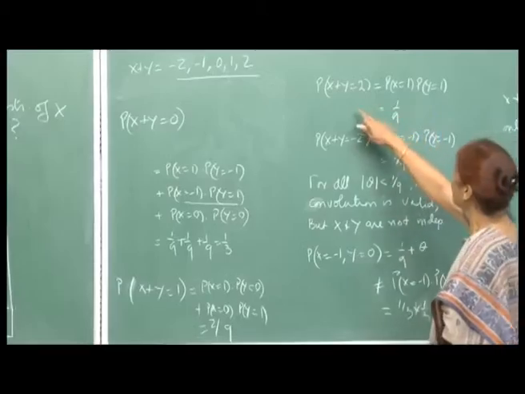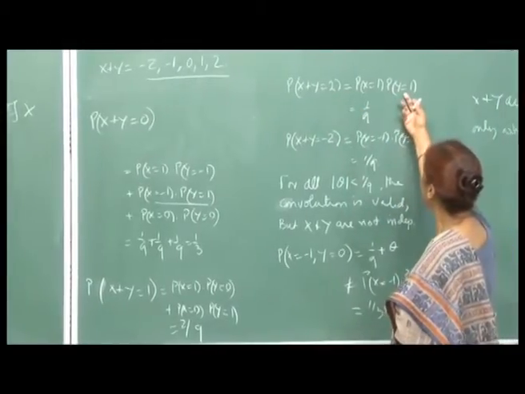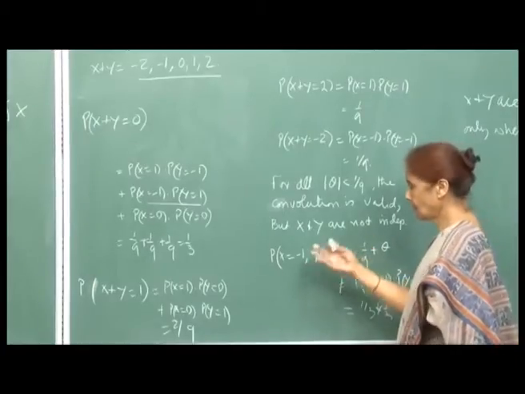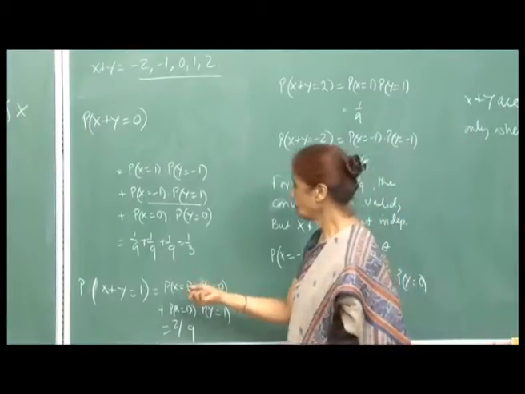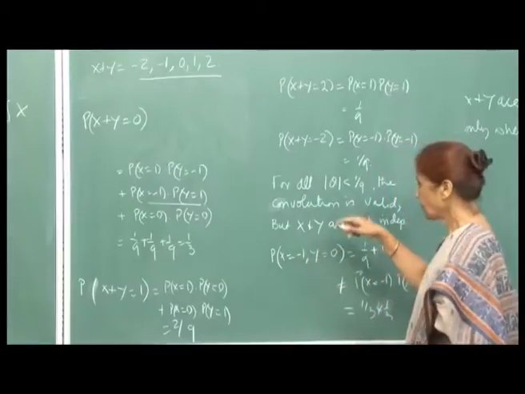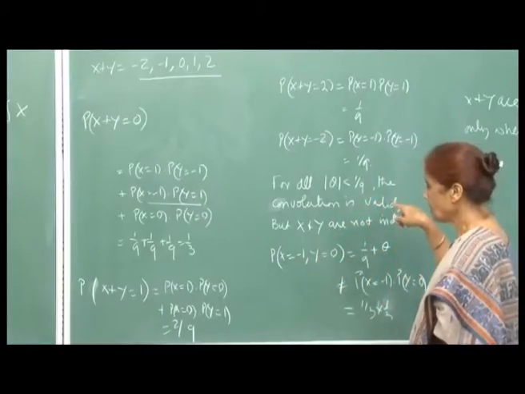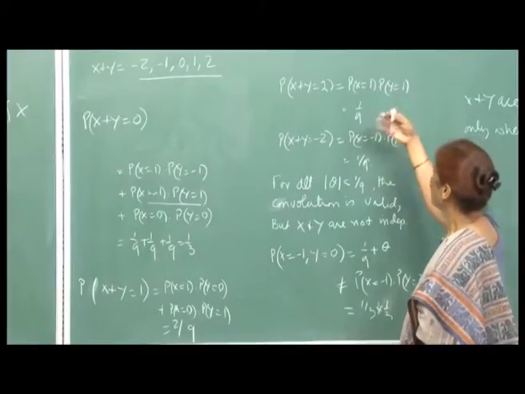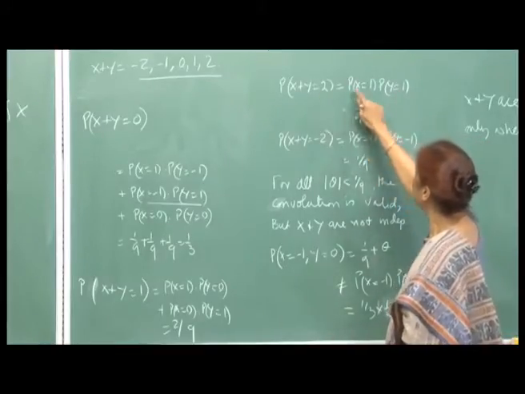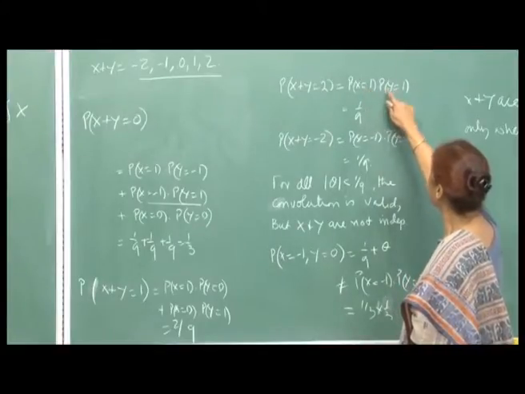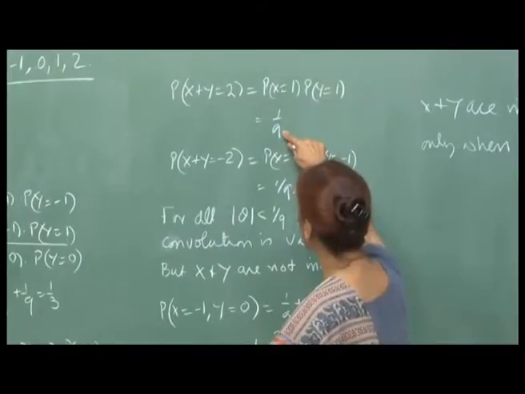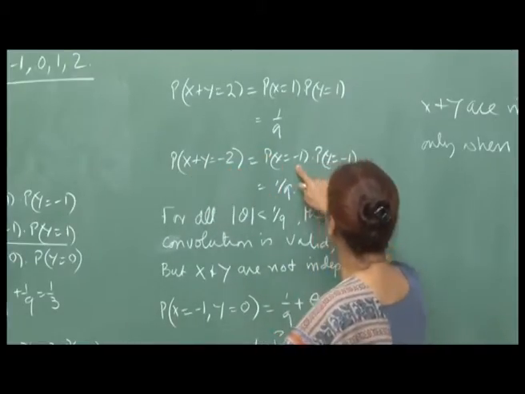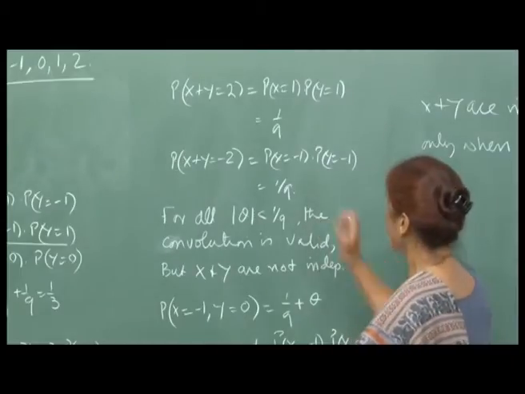For x plus y equal to 2, there is only one possibility: x takes value 1 and y equal to 1. I have taken this example because it shows that when we write f_X(x) into f_Y(t minus x), you have to take only possible values of t. You cannot just take any. So x plus y equal to 2 is given by x equal to 1 and y equal to 1, with probability 1 by 9, and similarly x plus y equal to -2 is given by x equal to -1 and y equal to -1, so that is 1 by 9.